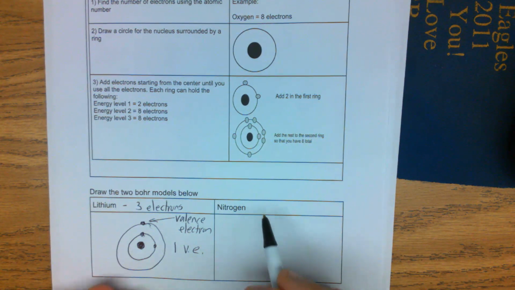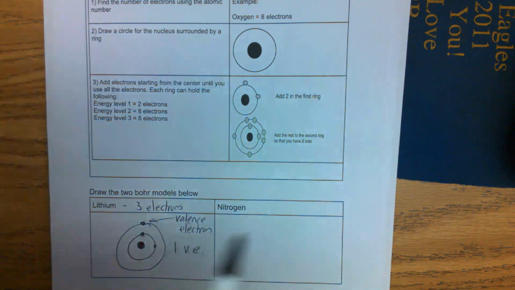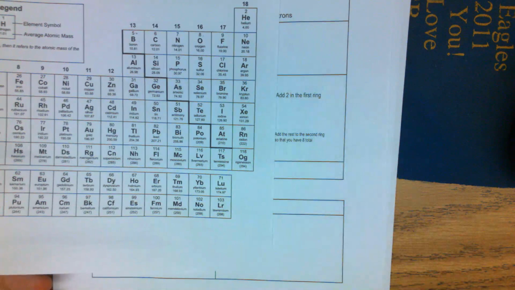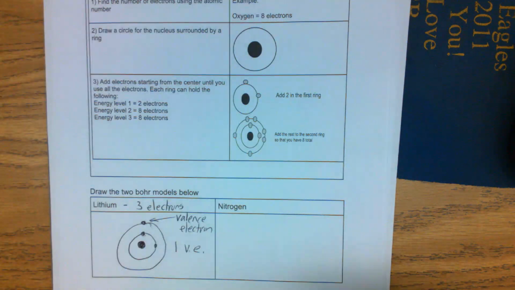All right, let's do the same thing for nitrogen. Looking at our periodic table, nitrogen is element number 7, so it has 7 electrons.